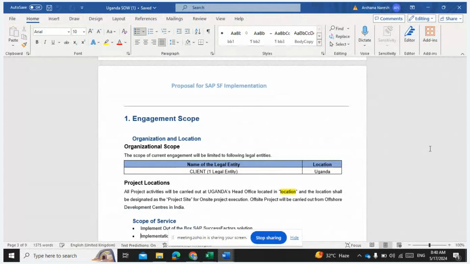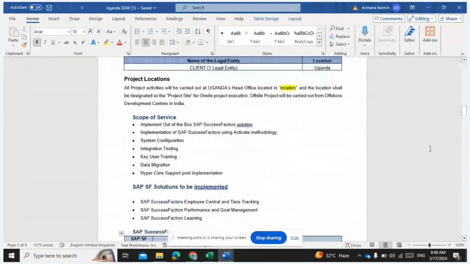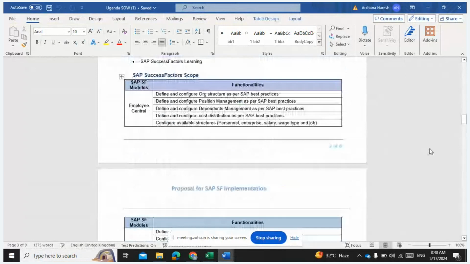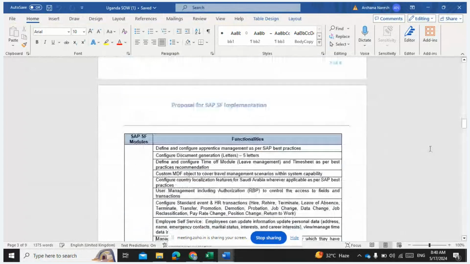They will highlight all of that, and then talk about the pre-sales, post-sales and scope documents: what is the scope, what we have discussed, and what modules are to be implemented. So in Employee Central, what functions are there? Here there's org structure, position management, dependent management, cost distribution, and configuring available structures like personal, enterprise, salary, wage types, and jobs. All of this is what you're configuring. Apprentice management too. All of this will be part of your requirement.